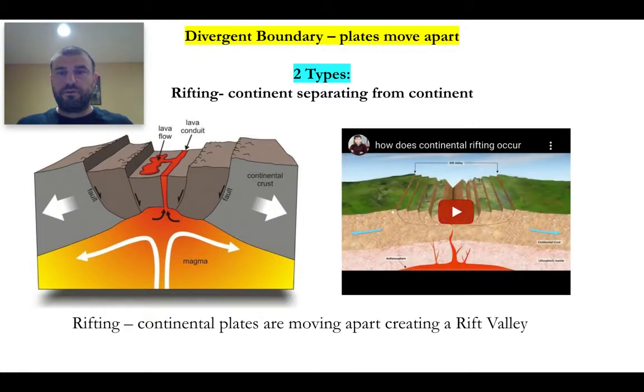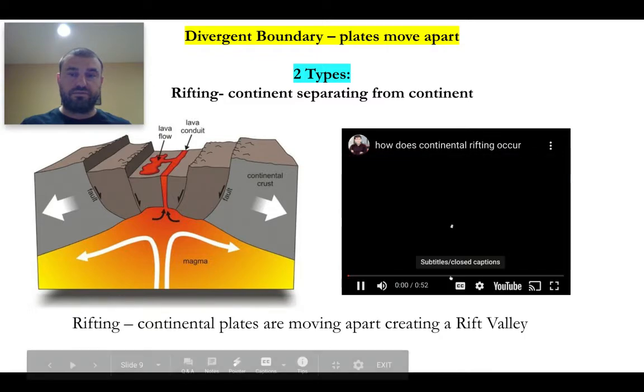So the reason I wanted to pause it is to show you those cracks right there. Those are your normal faults that I mentioned. Let's fast forward to where we were at.